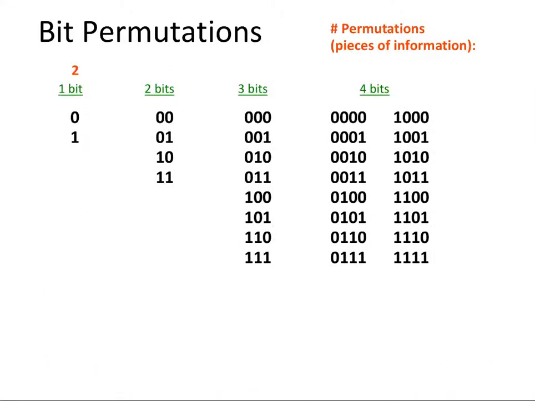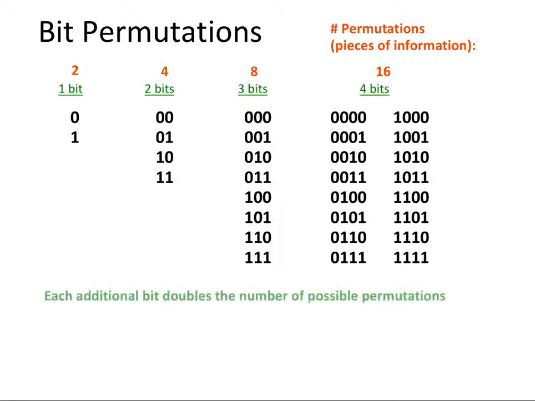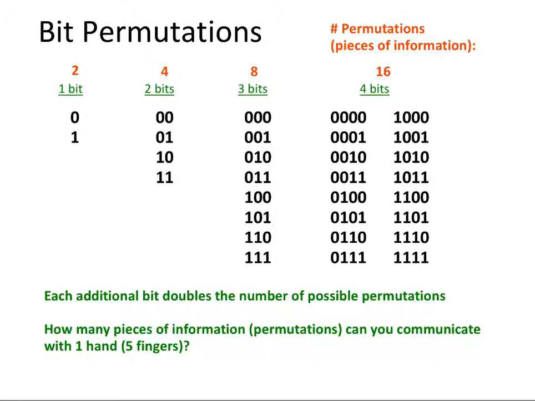In fact, every time we add a bit, we are doubling the amount of information that we can communicate. So if we have 4 bits, we can communicate or encode 16 different things. Each additional bit is doubling the number of possible permutations. So I have another question for you. How many pieces of information or permutations can we communicate with one hand that consists of 5 fingers, with each of those fingers can go up or down?